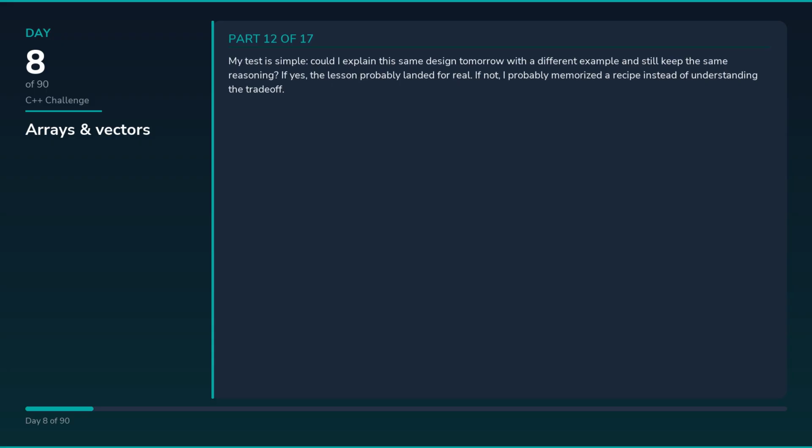My test is simple: could I explain this same design tomorrow with a different example and still keep the same reasoning? If yes, the lesson probably landed for real. If not, I probably memorized a recipe instead of understanding the trade-off. I also ask where the next teammate would hesitate. That question usually points at the first boundary that is still implied instead of stated, and cleaning that up early is almost always cheaper than doing it after 2 more features land on top of it.